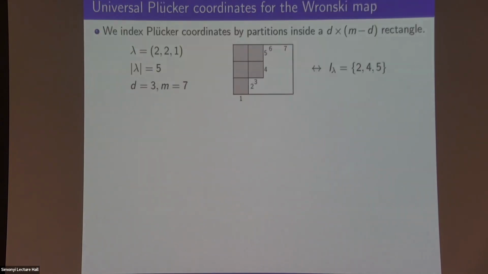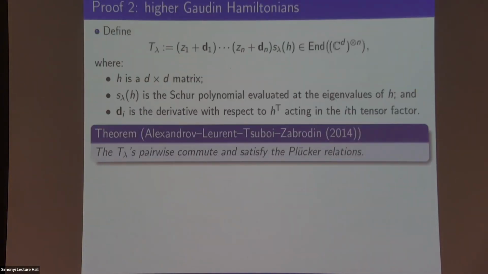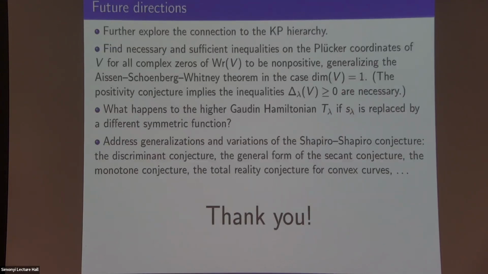No, so there is a conjecture called the total reality conjecture for convex curves, which says that you can replace your rational normal curve. The rational normal curve has the property that any n points are linearly independent, and you're supposed to be able to replace it with any curve with that property. As for other curves, I don't know. It's a good question.